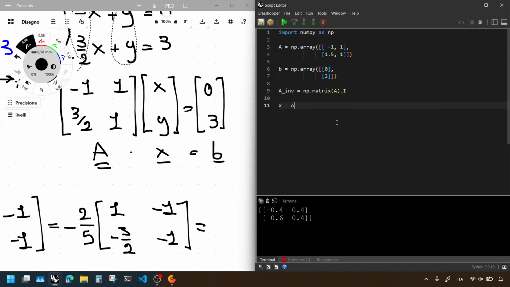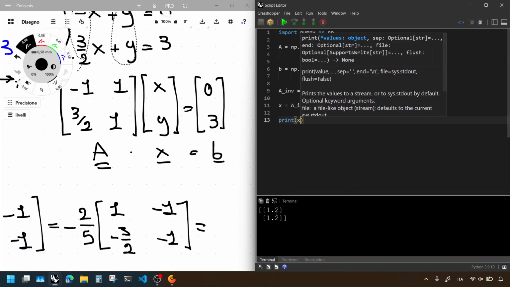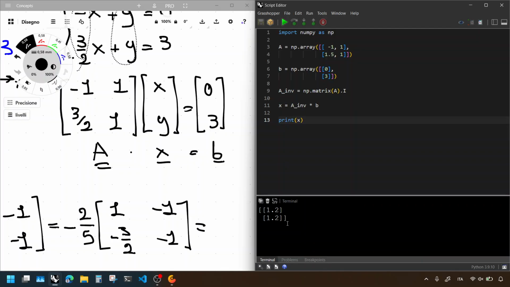And then we can just find out x, which is just A inverse times, just using the default times symbol, or you can use this at thing, it's the same, and then b. Okay, and then you can print x, and we expect 1.2, 1.2, and indeed we get it. So this is the same thing done in Grasshopper. We did by hand, in Grasshopper and in Python.